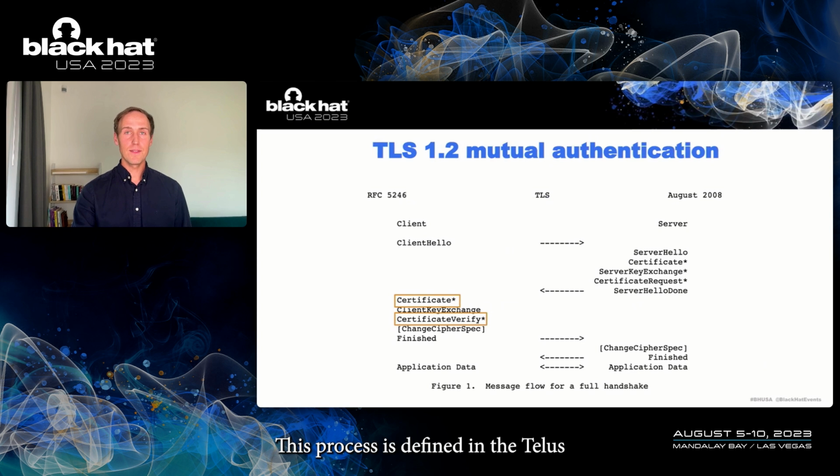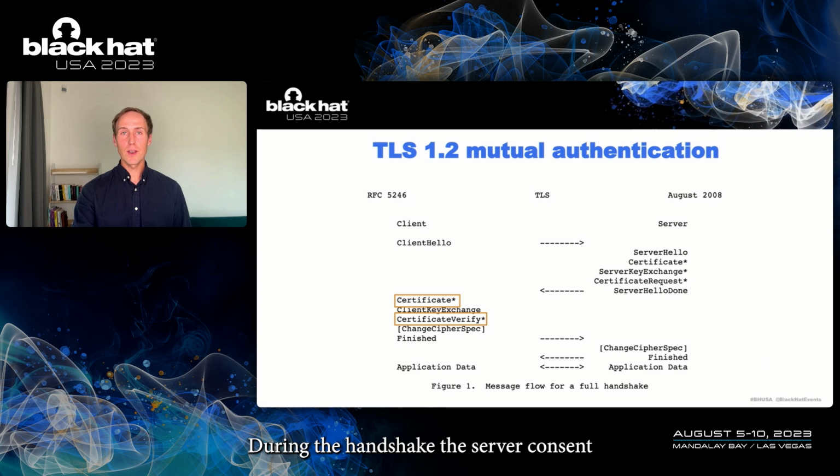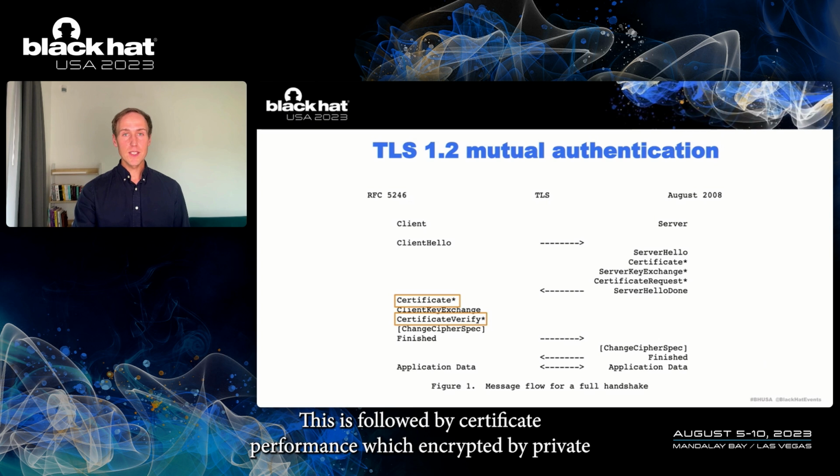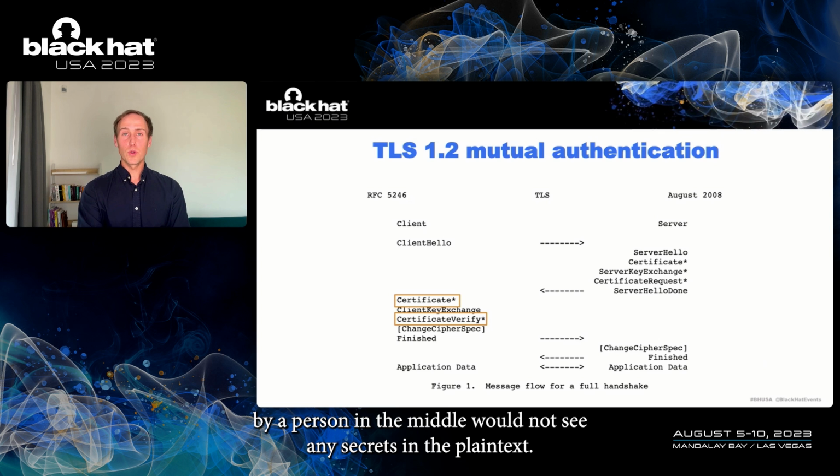This process is defined in the TLS RFC and based on asymmetric cryptography. During the handshake, the server can send a certificate request message. The client replies with a certificate message with a public key. This is followed by a certificate verify message encrypted by a private key. It sounds complicated, but it's designed so that even if the message is intercepted, a person in the middle would not see any secrets in the plain text.